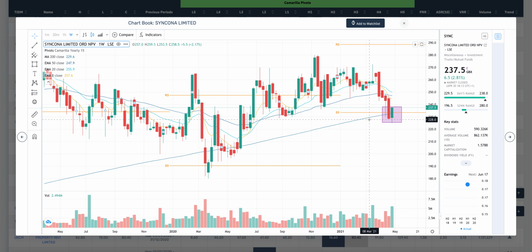So keep an eye on this one. Syncona Limited, SYNC, is the ticker code. We're going to add that to our watch list, and we'll keep an eye out. So this is a trading idea for this upcoming week.